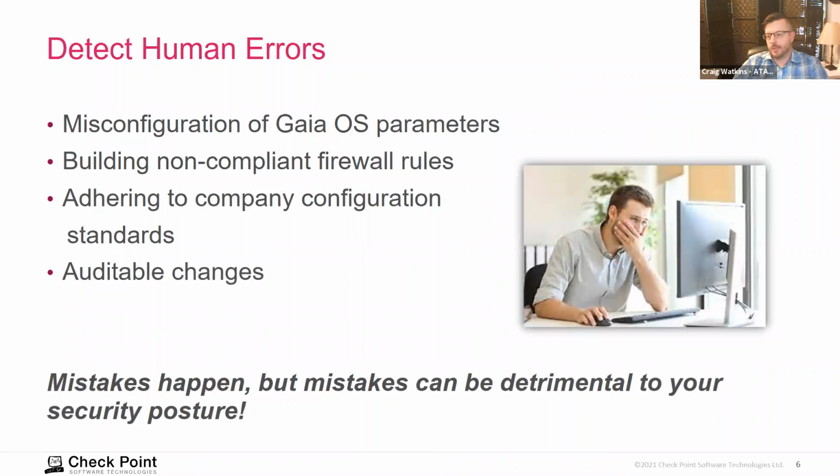Detect human errors. This is a big one, I think. Misconfiguration of Gaia OS parameters. If somebody miskeys in a primary DNS server, a radius server, or NTP, that's probably a good example. And if you don't have good synchronization in your time, I mean, just because you miskeyed an NTP address, that's absolutely detrimental to your security posture. If you have to go back and look at forensic logs or anything like that. So that's one thing that the compliance blade helps you out with is the Gaia OS checks and make sure that your configuration standards are in place.